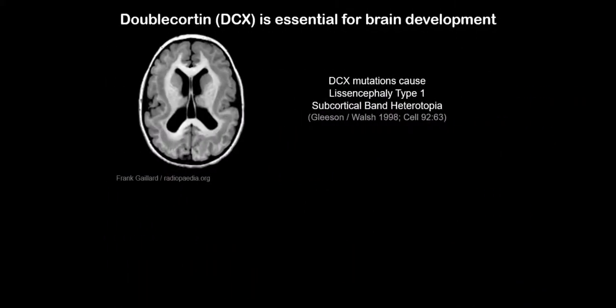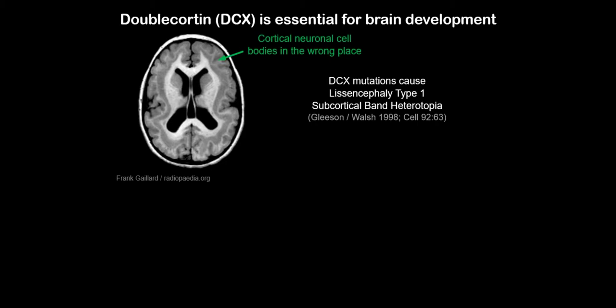Doublecortin, of course, is well known for its function in brain development, as a multitude of doublecortin mutations can cause lissencephaly spectrum diseases, in which new neurons do not properly migrate through the developing cortex. However, the molecular function of doublecortin in developing neurons is not well understood.